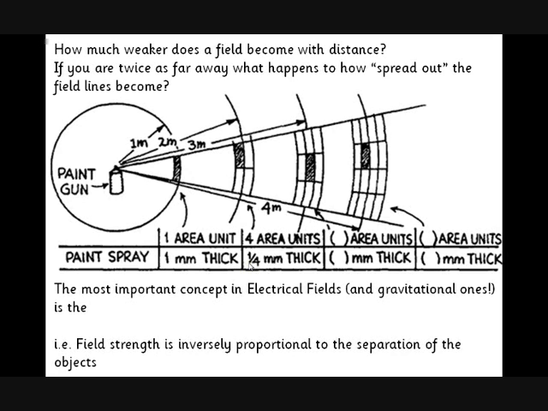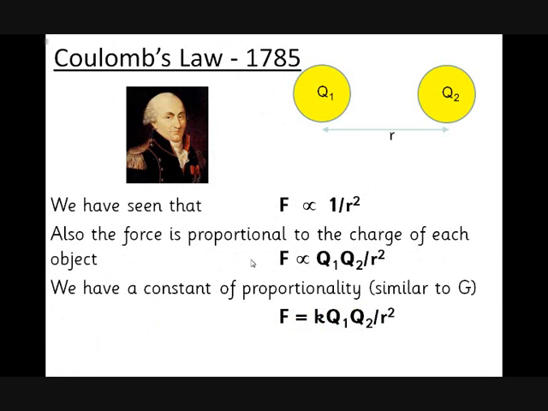So this is the most important concept in electric fields, and also gravitational ones: the field strength is inversely proportional to the square of the separation of the objects. As we're going to talk in a second about increasing the distance, as you increase the distance, the field strength would reduce. So if we're thinking about the force between objects, the force between objects should reduce following the inverse square law. So this was the law. We've seen that the force is inversely proportional to the square of the distance.